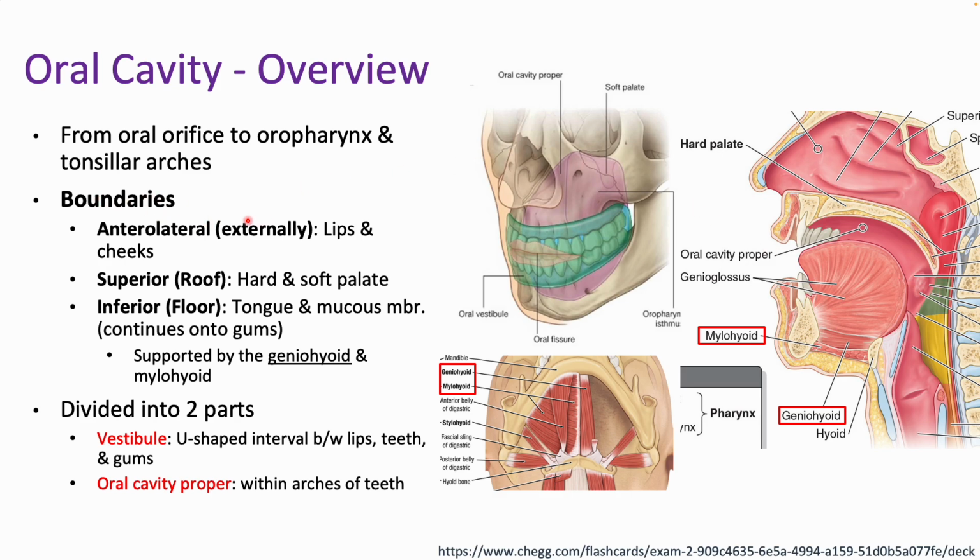And so the boundaries here, we're going to have an anterolateral or external boundary, which is going to be the lips and our cheeks. We have a superior boundary, which is going to be the hard and soft palate up here. And we have our inferior boundary, or floor, which is going to be the tongue and the mucous membrane that will continue on to cover the gums. The floor is also supported by the geniohyoid and mylohyoid muscles.